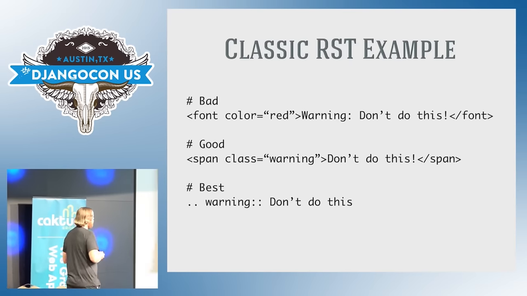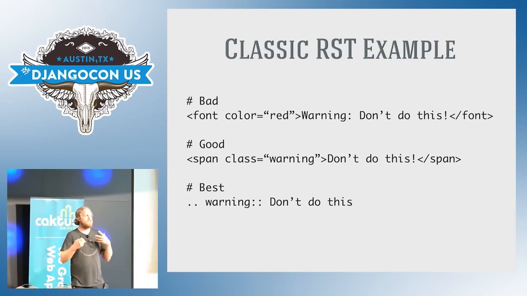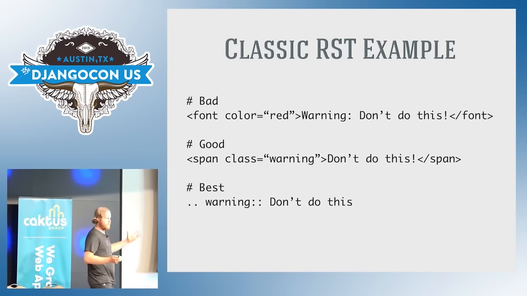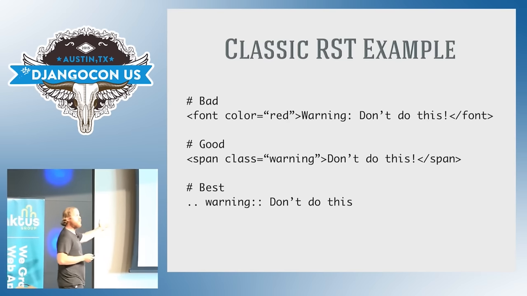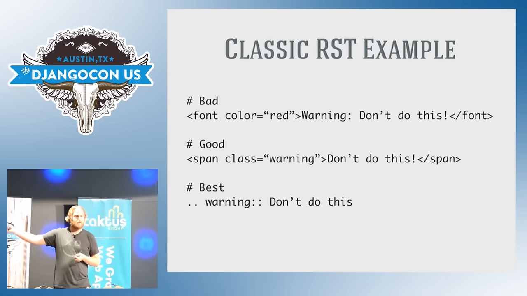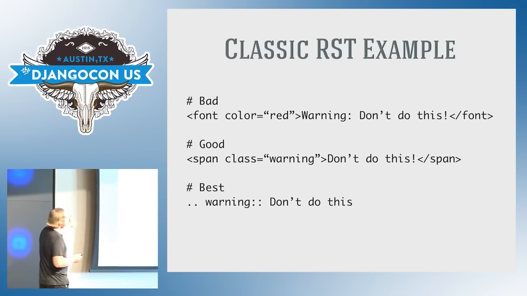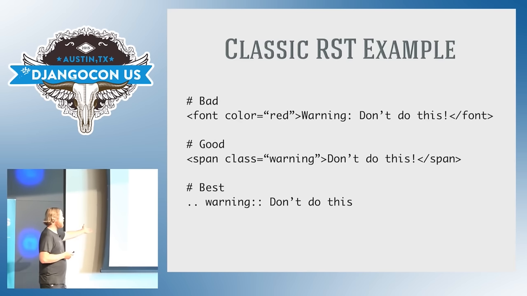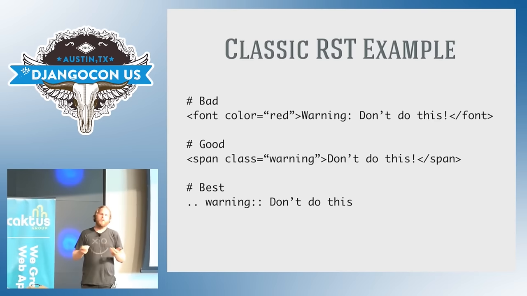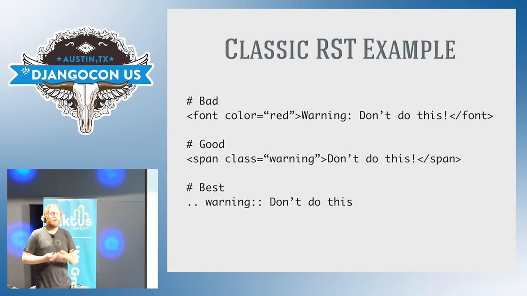Another example, don't make something font color red. That means nothing. As someone reading this, I have no idea why something is red. But when I say something's a warning, I know exactly what it is. And so this bottom example is restructured text for, this is a warning. The really cool part about this is it is separated from its format. The bottom part that's restructured text can be generated into HTML above. It can also be generated into a PDF. It can be generated into a man page. It is independent of the output format.